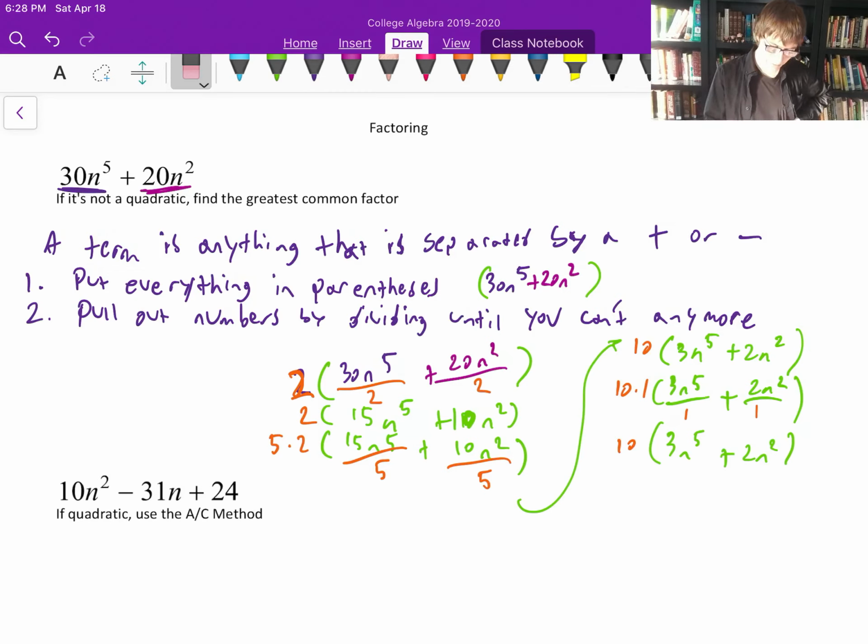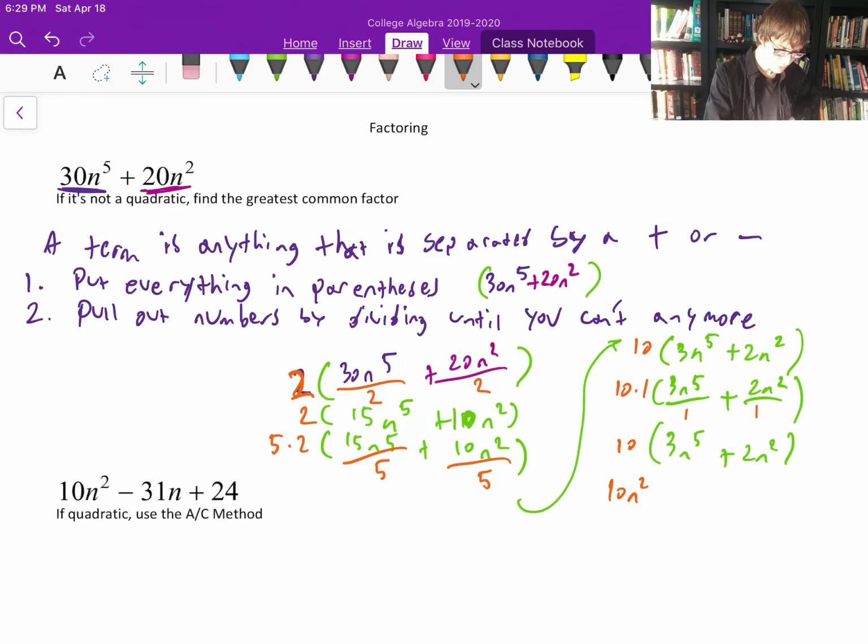We don't just divide out numbers, we can also divide out letters if we can. Let's see what letters we can divide out. We've got an n to the 5th on the left and an n squared on the right. So I can take out 2 n's on both of them. The 3n to the 5th has 5 n's, and the 2n squared has 2 n's, so they both have at least 2 n's in them. I can pull out 2 n's, or more accurately, n squared. They both have 2 n's being multiplied together.